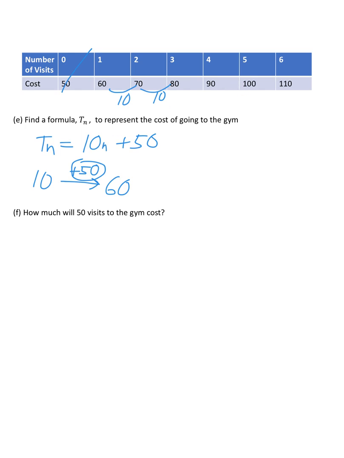So now for part F, how much will 50 visits to the gym cost? That's finding the 50th term. So we'll have 10 times 50 plus 50. So that's going to equal €550.